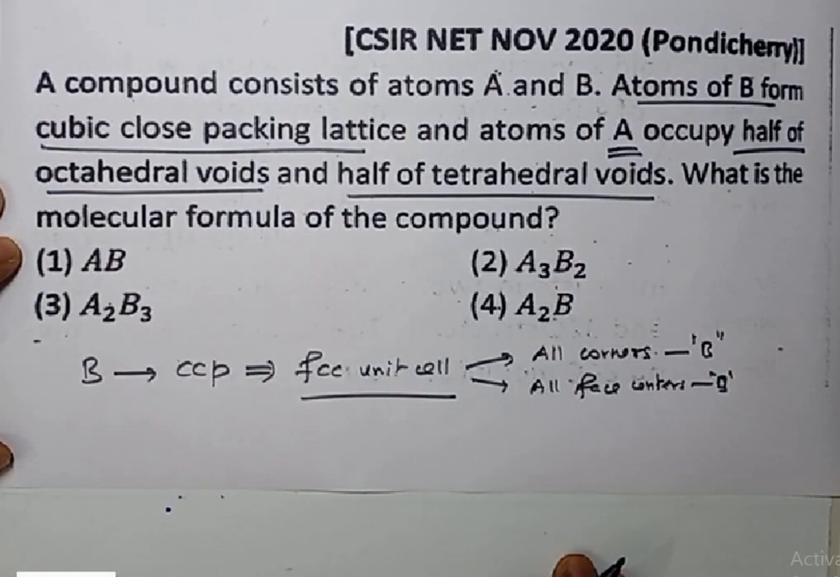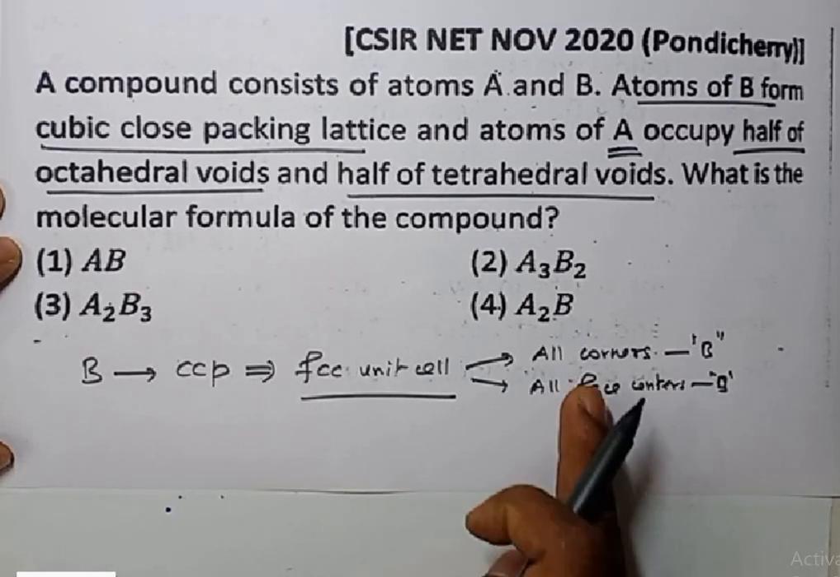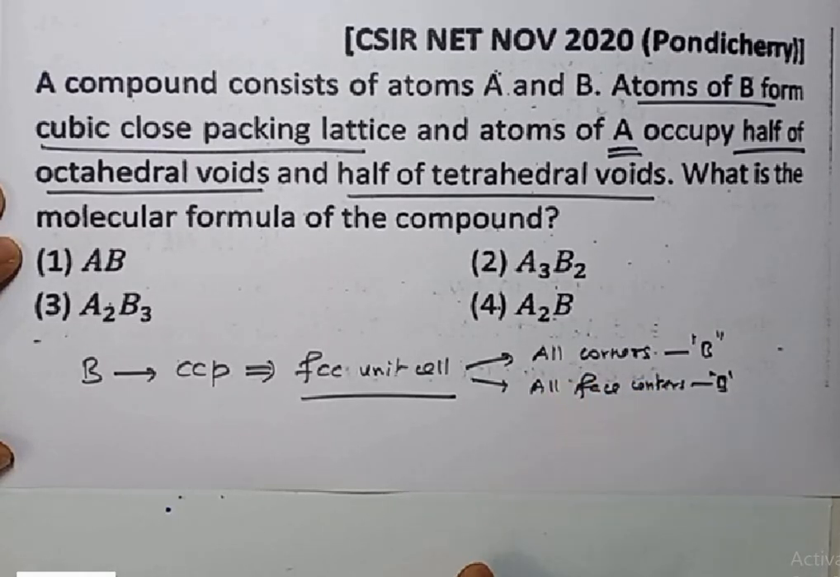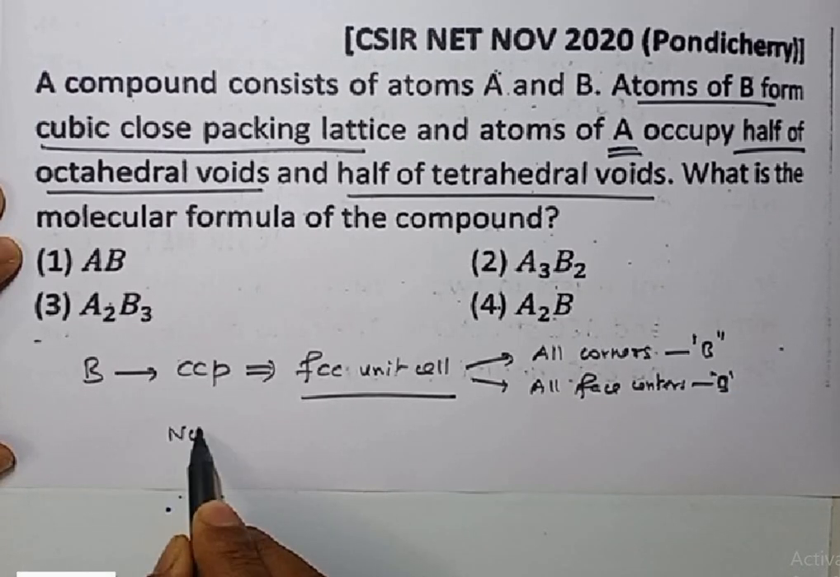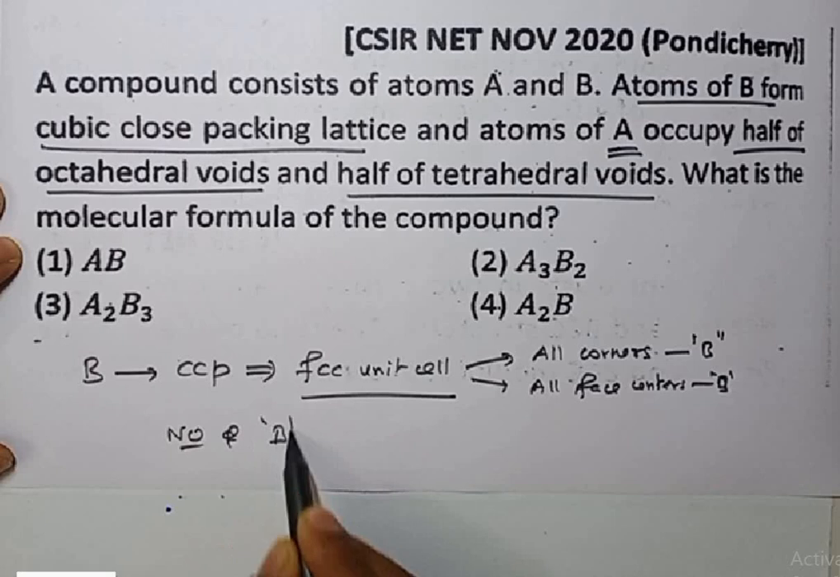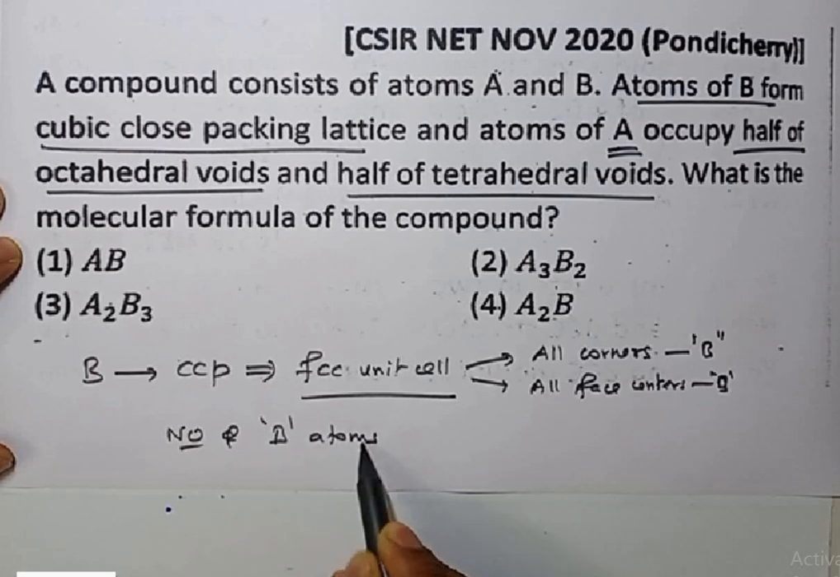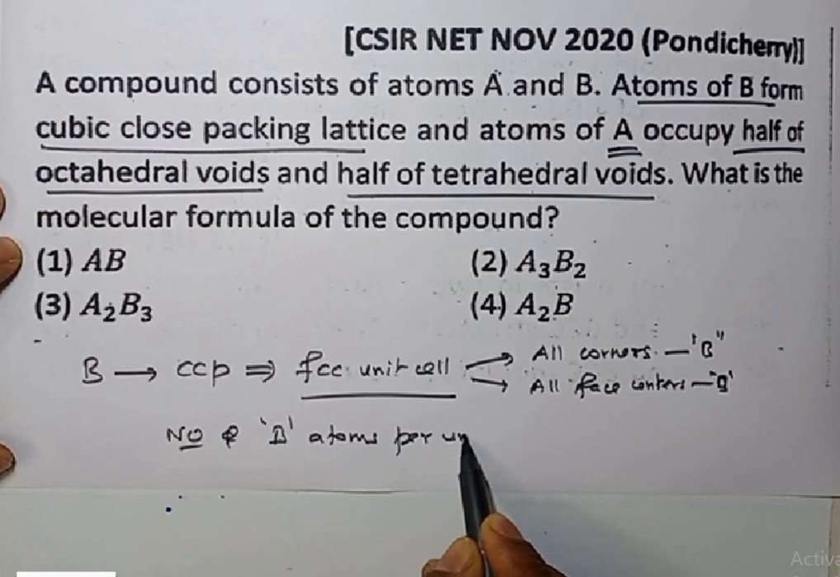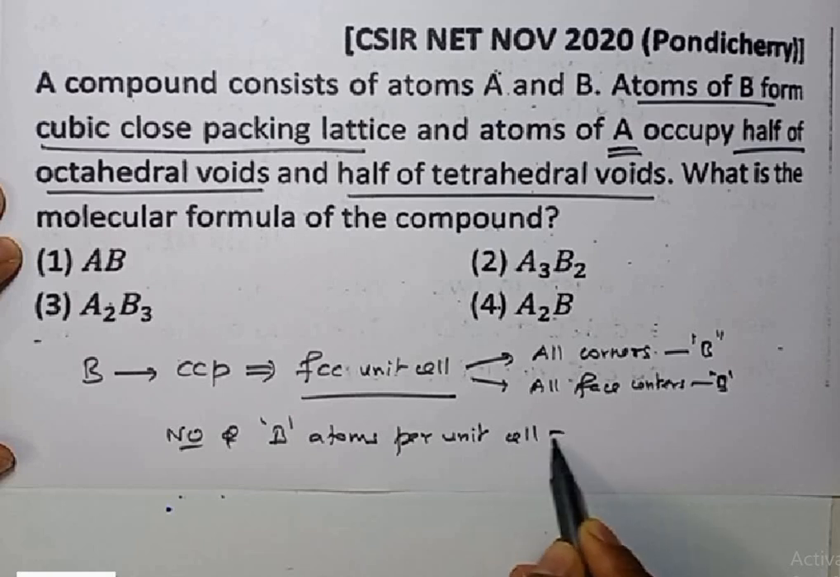Okay. So, how many B atoms are there per unit cell? It occupies all the corners, it occupies all the face centers. So, number of B atoms per unit cell is? 4, sir. Very good. Number of B atoms per unit cell is equal to 4. It's FCC, so 4.